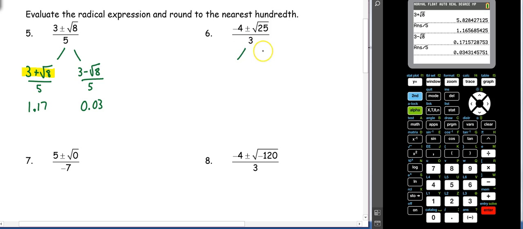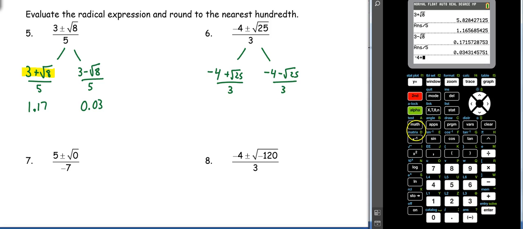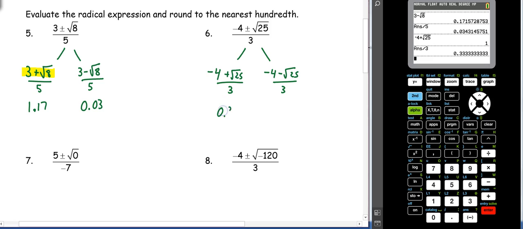Number 6, I'm going to do the same thing. I'm going to split it again. So -4 plus the square root of 25 over 3, and -4 minus the square root of 25 over 3. So in the calculator, first I'm going to type negative 4 plus the square root of 25 and divide by 3, and I get 0.33. And the second time I'm going to do negative 4 minus the square root of 25 divided by 3, and I get negative 3.